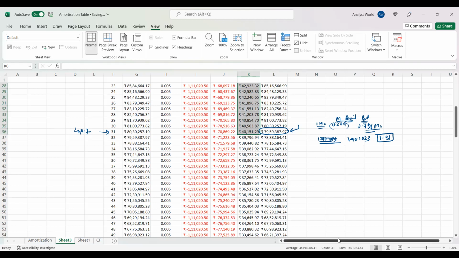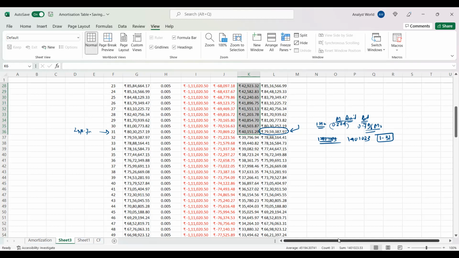All right. So what did we understand? We understood that up until the 31st month, the principal paid has been about 0.2 million. The principal balance is close to about 0.8 million. And the interest that has been paid so far is close to about 1.4 million. Sorry, not 1.4 million.